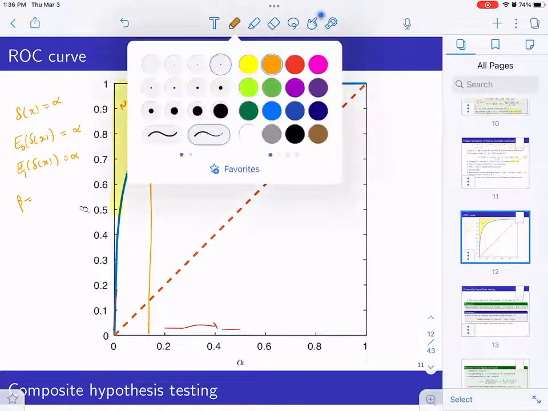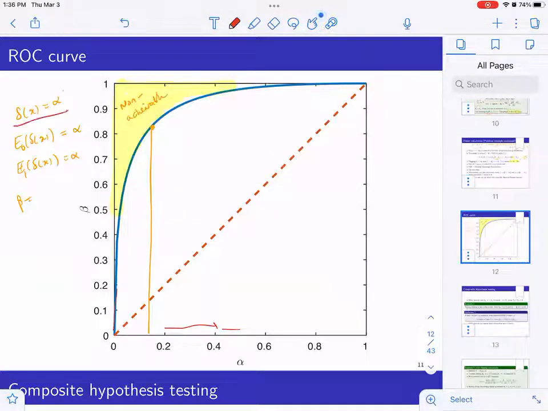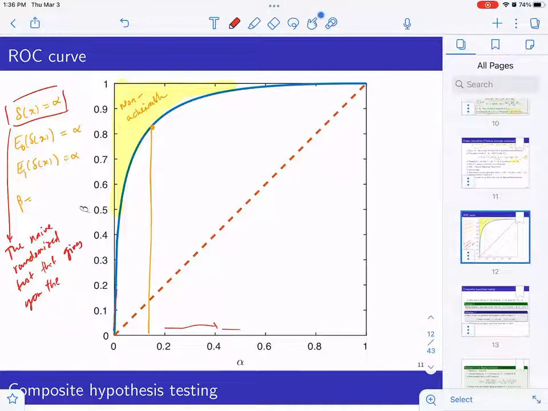So this is the naive test, randomized. Test that gives you the dashed line. Okay. Questions?